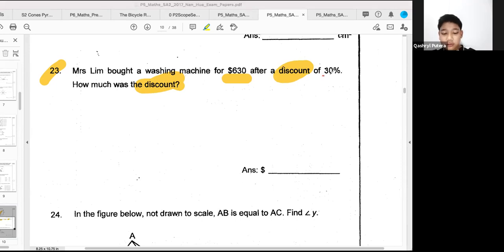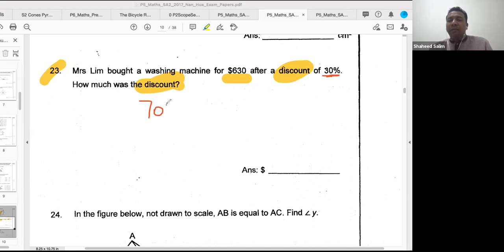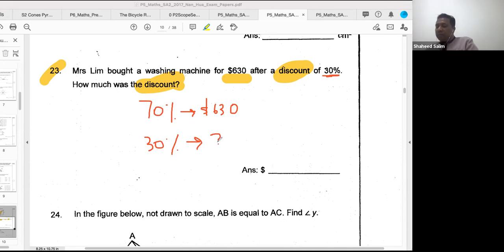If the discount is 30%, how many percent did he pay? He pays 70%. 70% is $630. The discount is 30%. Now because they give you 30%, how much is this 30% in money? That's what they want to find. You can use your calculator for this one. Come, 加油, 加油, 加油.